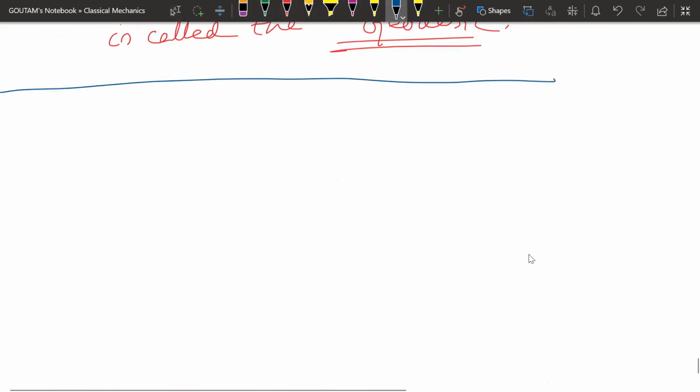In the next class, we will do some more problems on this variational principle and Lagrange's equation of motion. We will give some homeworks also. So that's all for today.